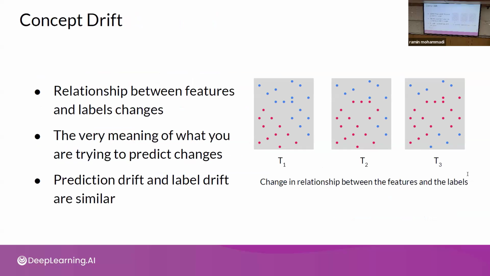When it comes to concept drift, if you have a classification at this timestamp, then it becomes this, then becomes this. You see the color is changing. That's the idea of concept drift.